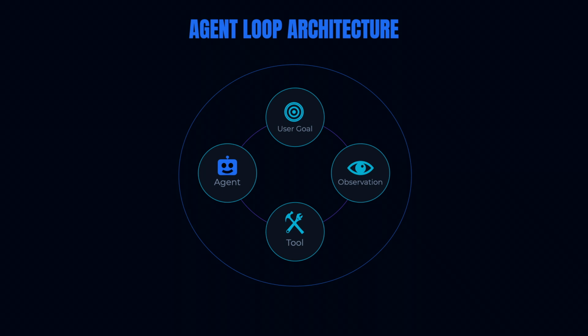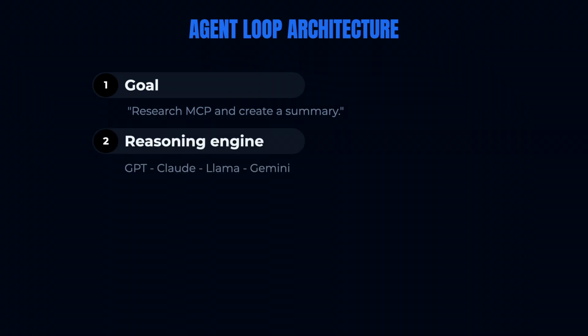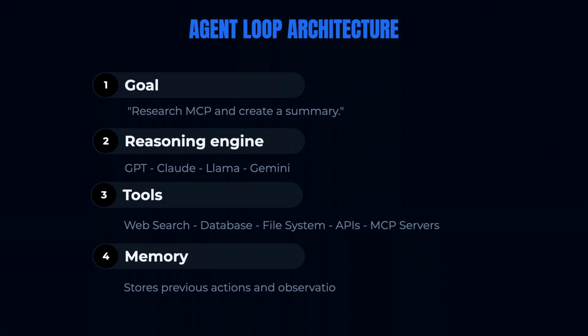The loop typically contains 4 components. First, the goal, what the user wants, for example, research MCP and create a summary. Second, the reasoning engine, usually an LLM like GPT, Claude, Llama, or Gemini. This is where the thinking happens. Third, tools. The agent performs actions using tools like web search, database, file system, APIs, and MCP servers. Fourth, memory, which stores the previous actions and observations so that the agent doesn't start from scratch every iteration.